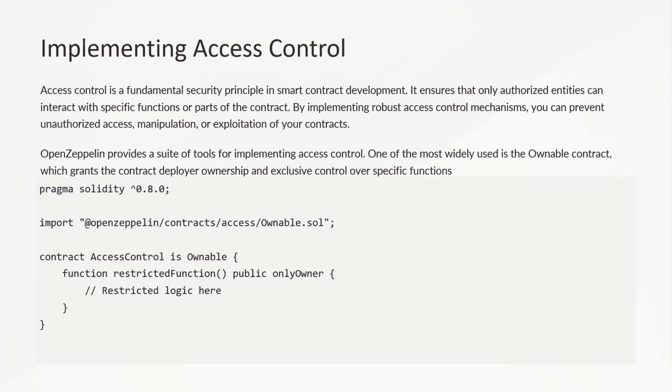OpenZeppelin provides a suite of tools for implementing access control. One of the most widely used is the Ownable contract, which grants the contract deployer ownership and exclusive control over specific functions. Its implementation can be seen in the code snippet provided below.